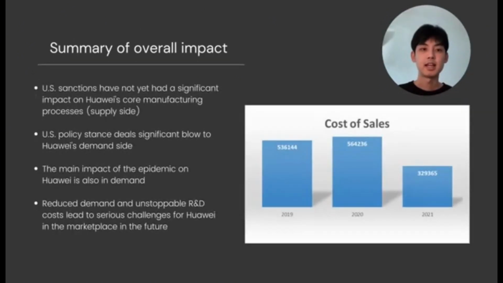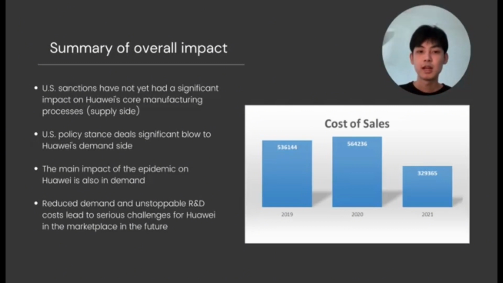However, the supply side is relatively difficult to investigate. Let's look at costs to approximate whether their supply side is affected. What is clear is that Huawei's costs have decreased rather than increased. Therefore, we can draw the following conclusions.